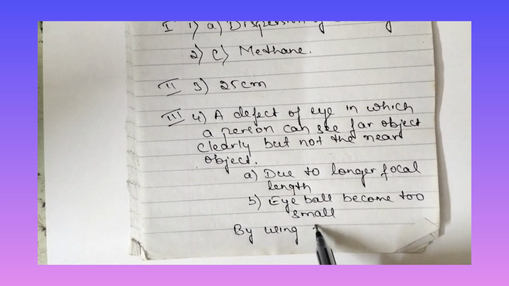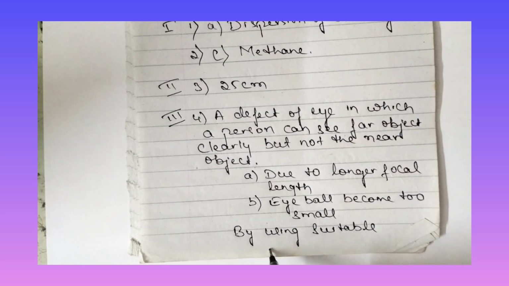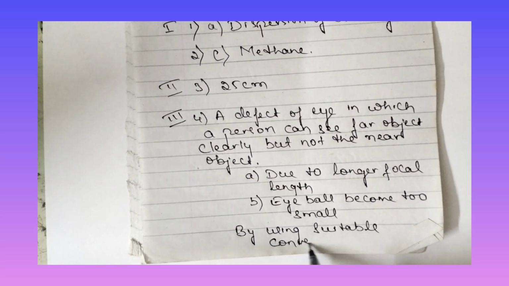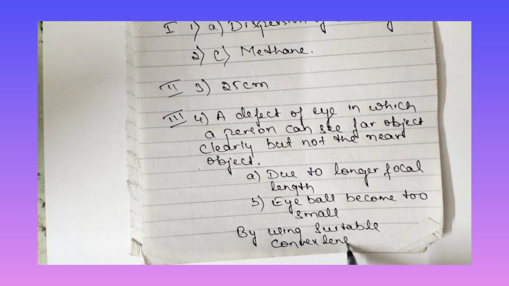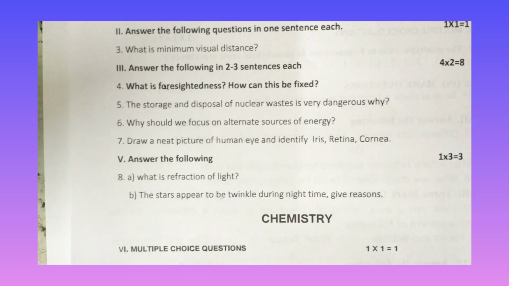So how can we correct this one? By using a suitable convex lens. So by using a convex lens, we can correct this defect. So this is for the fourth question. Now let us move to the fifth question.